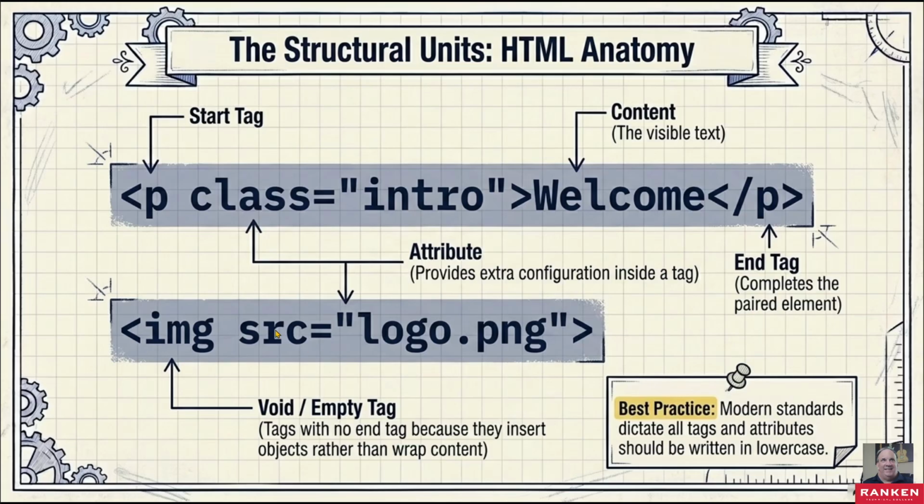Like I said, this is an image one. This one is a tag with no end tag because it inserts objects rather than wrapping content. With an image, you're basically just pointing to a location, right? We'll talk about this in the future. It has to know where to find this, okay? This is the source, which tells you where the file is and what it's called. So logo.png is the image file, right?